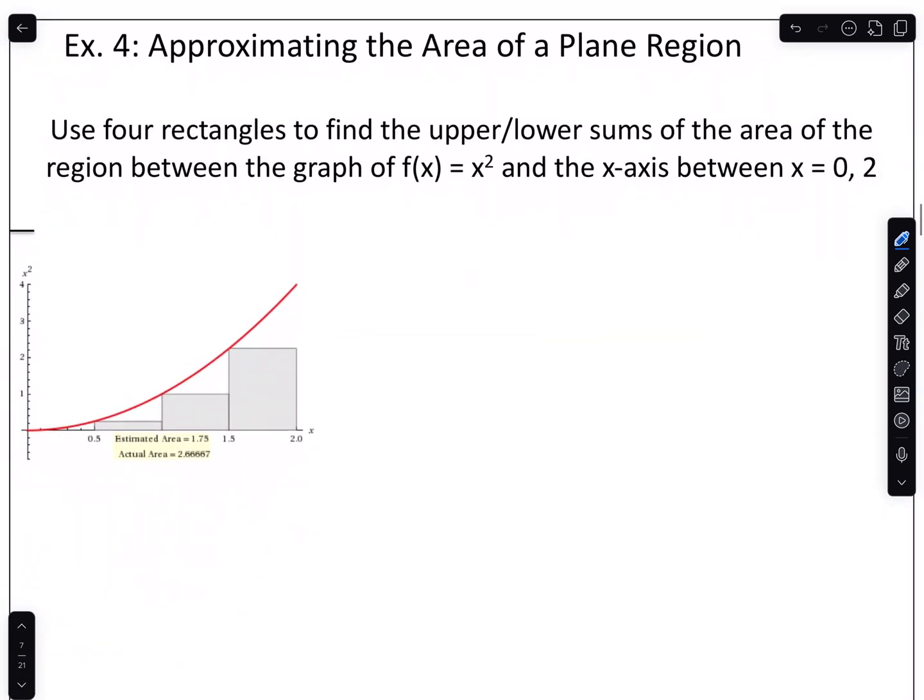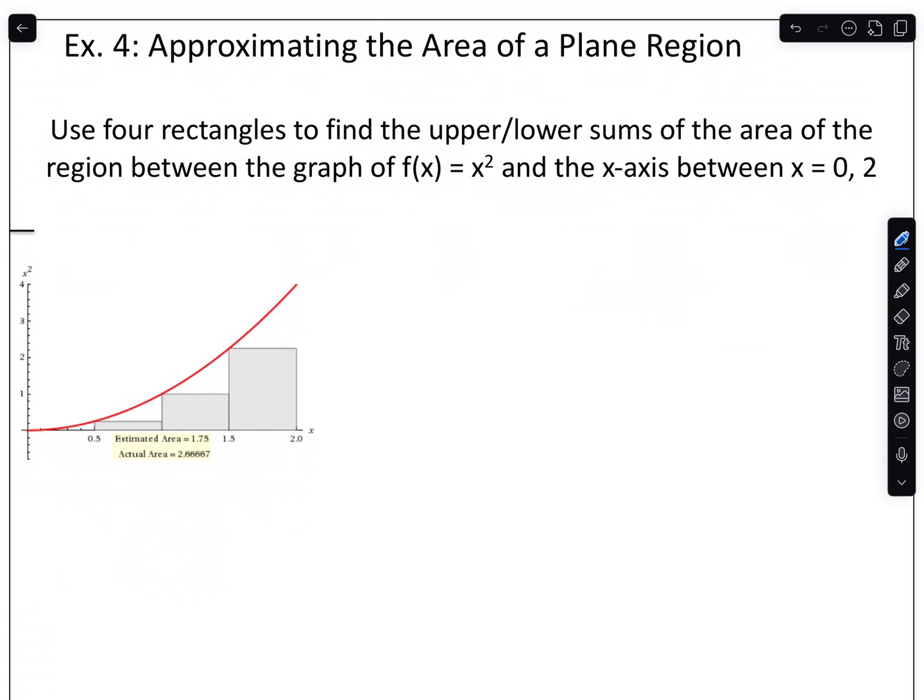Today we'll spend a little bit more time doing these Riemann sums. Again, Riemann sums are credited to Bernhard Riemann, a German mathematician, and that's the reason they're called that. If you see something ask you to calculate the Riemann sum, it's just really asking you to approximate the area under a curve using rectangles. So for this one, it says use 4 rectangles to find upper and lower sums of the area for the region between x squared and the x-axis between 0 and 2. Upper and lower sums are going to be like the overestimates and underestimates.